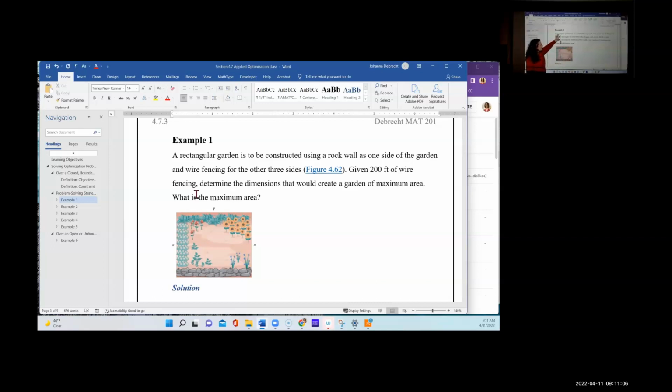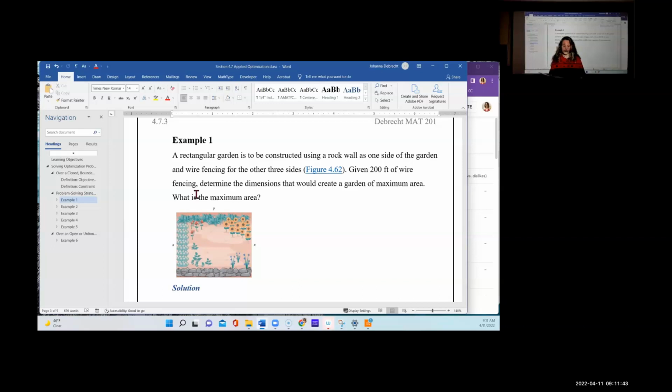So it says a rectangular garden is to be constructed using a rock wall as one side of the garden and wire fencing for the other 3 sides. Given 200 feet of wire fencing, determine the dimensions that would create a garden of maximum area. What is the maximum area? So the first thing you have to realize is you've got some kind of rectangular garden space and you're looking for maximum area. So we know we're looking at a rectangle and we know we're looking for maximum area.